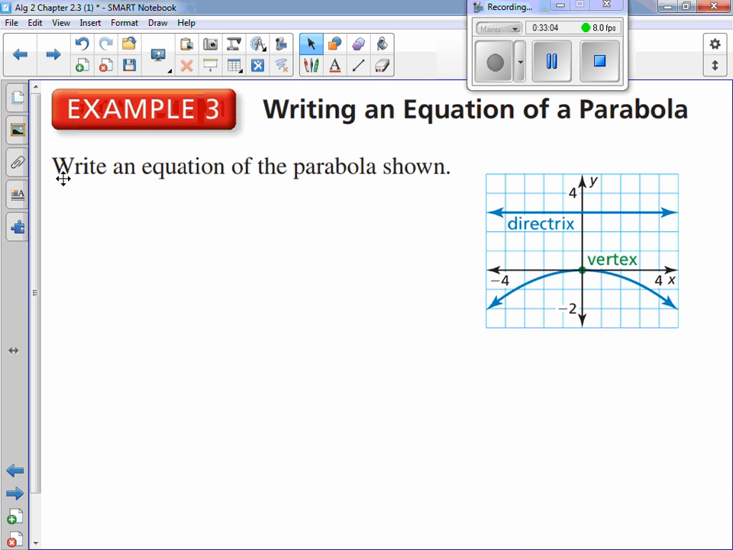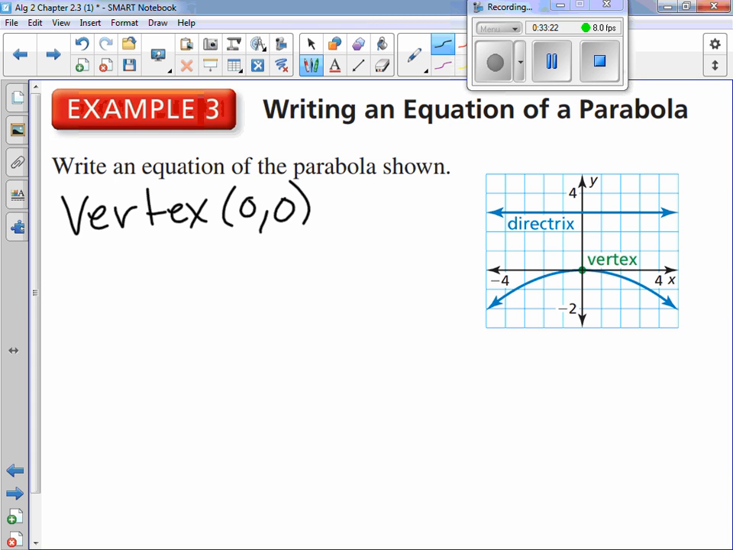Last thing we're going to cover today is this here, writing the equation of the parabola shown. Now it tells us that the vertex is 0, 0. This tells us nothing for these problems, because all the ones we've dealt with so far have a vertex of 0, 0.